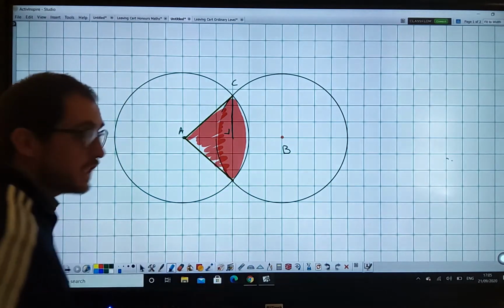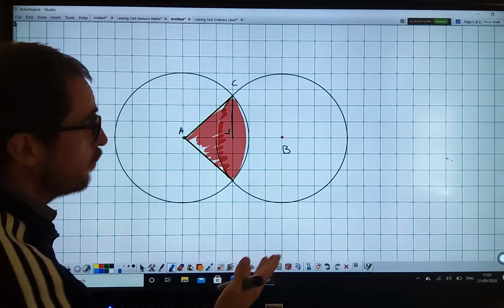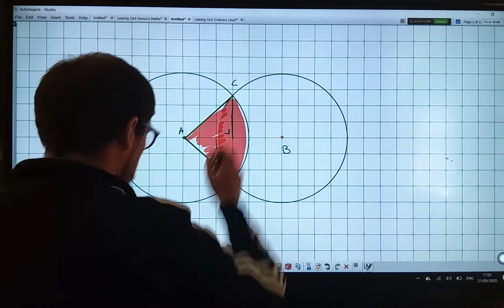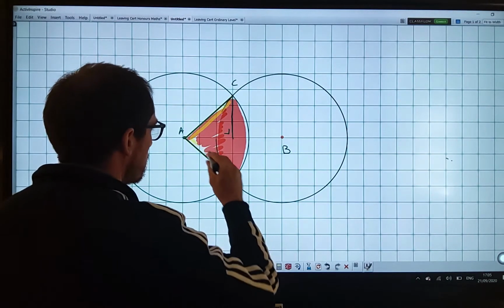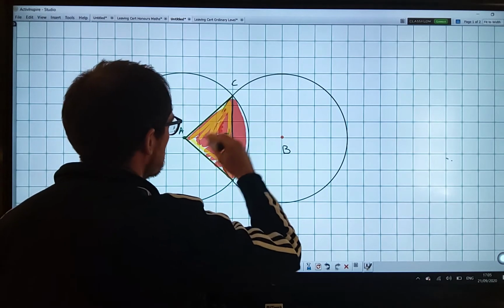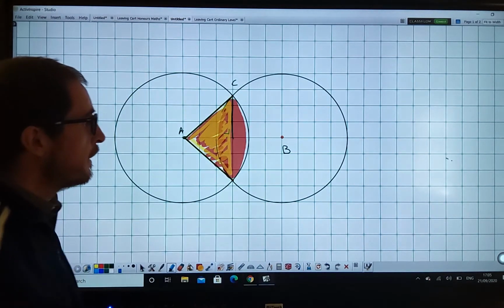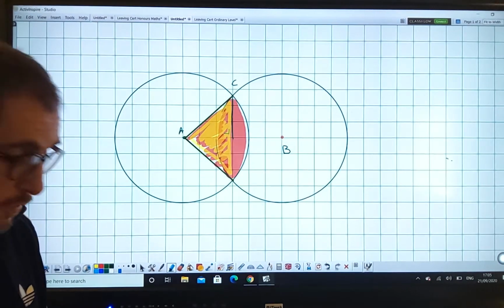Because I can just use the area of a circle, pi r squared, multiplied by whatever the angle A is, over 360. But I can also then get the area of the triangle. It's going to be the yellow bit. So if I get the area of the triangle, I can then take that away from the area of the sector, which gives me the red bit. Multiply by 2, that gives me the area of the shaded region. So that's how you do that.